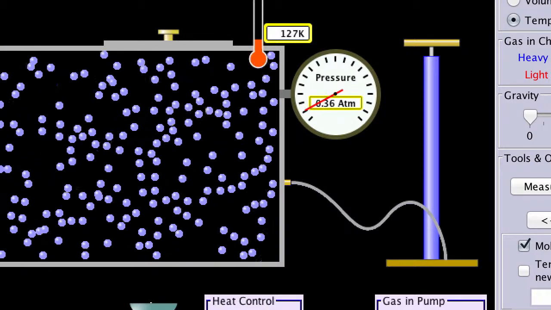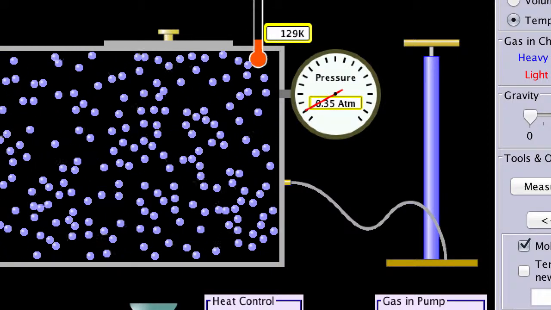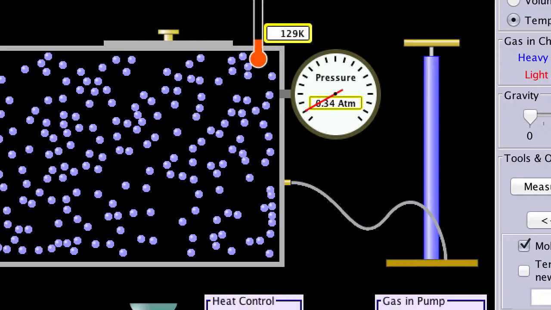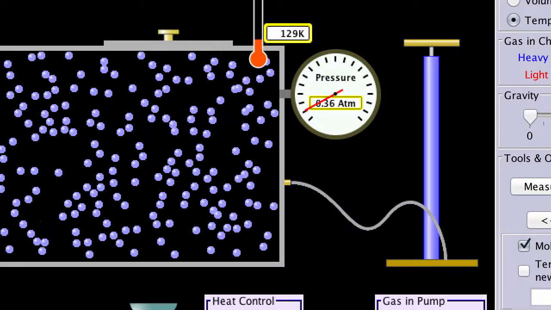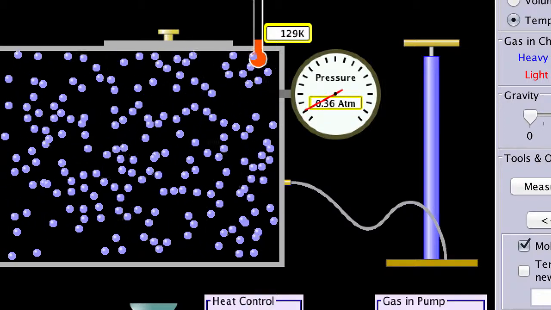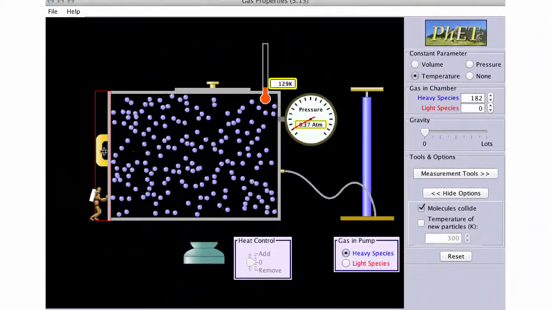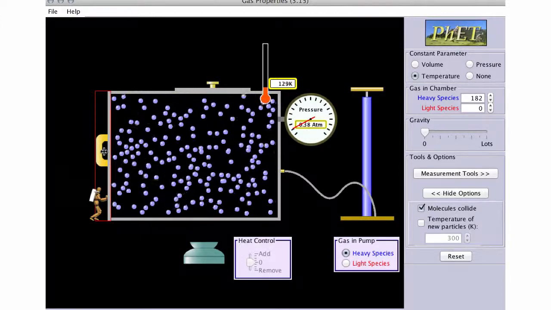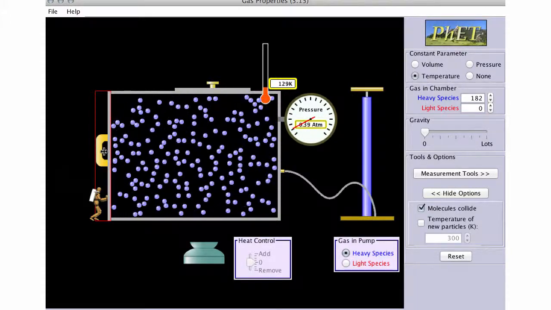Well, as I increased the size of the container, notice what happened to my pressure. I went from my 0.52, somewhere around there, atmospheres, and now it's dropped significantly to about 0.35 atmospheres. Now, with more room for the particles to move around, that means that they bump into each other a lot less.